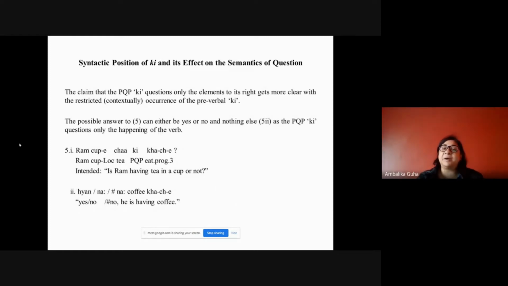Our claim that the PQP ki questions only the element to its right gets more evidence if we have ki in a pre-verbal position. For example, in 5.1, Ram kape cha ki khache, is Ram having tea in a cup or not? That is the intended meaning. With this kind of question where ki sits right before the verb, the only possible answers are either yes or no. These are the only alternatives present in the discourse, and we simply cannot have any other unstated alternatives like no, he's having coffee. That will be absolutely infelicitous in this situation.